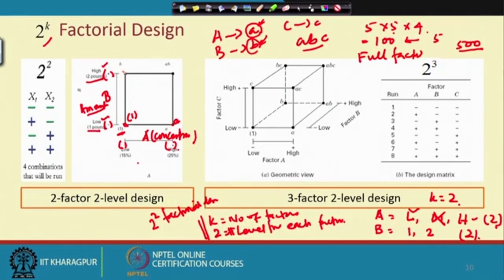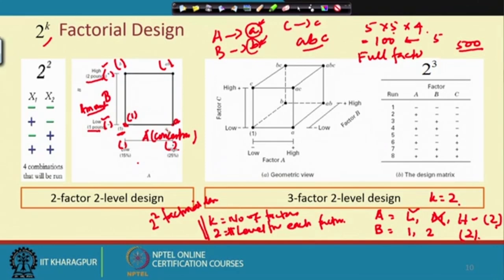Then this is a treatment combination, or an independent experimental setting, where A is at low level and B is at high level. This is denoted by B, and this is one where both A and B are at high level, denoted by AB. This kind of design is known as 2 to the power k factorial design.